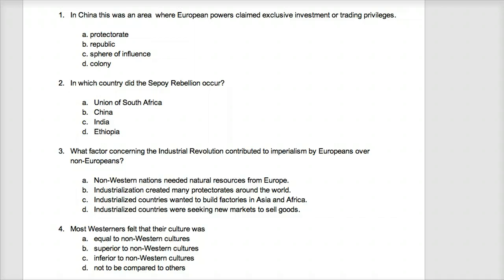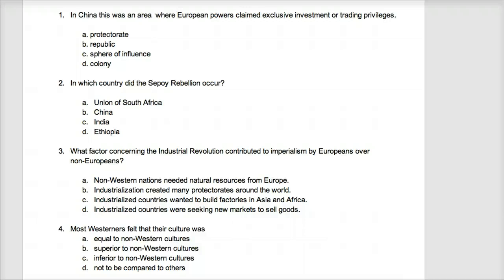Question 1. In China, this was an area where European powers claimed exclusive investment or trading privileges. A. Protectorate. B. Republic. C. Sphere of influence. Or D. Colony. Question 2. In which country did the Sepoy Rebellion occur?